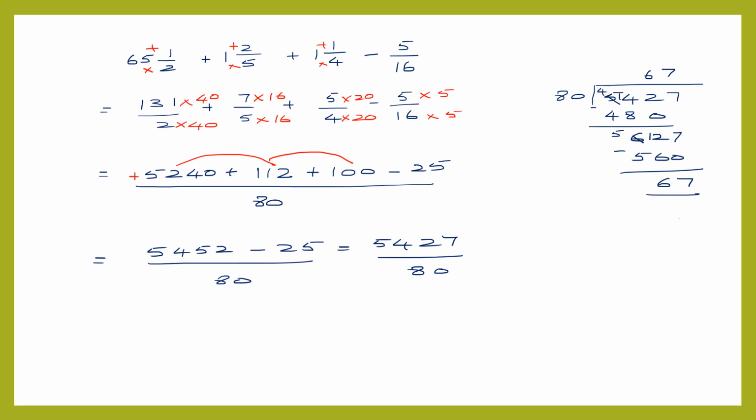So we've got a mixed fraction. What will that be? 67 by 80. So that is our answer here. 67 by 80. And since we are talking about the weight, the unit will be kg. So this is our final answer.